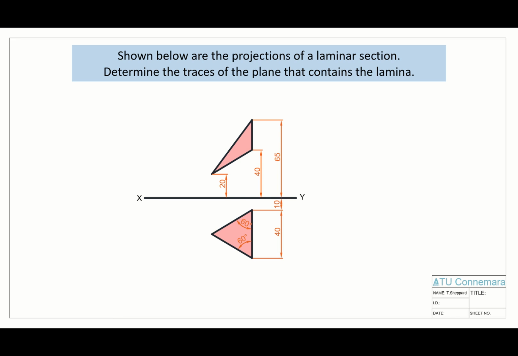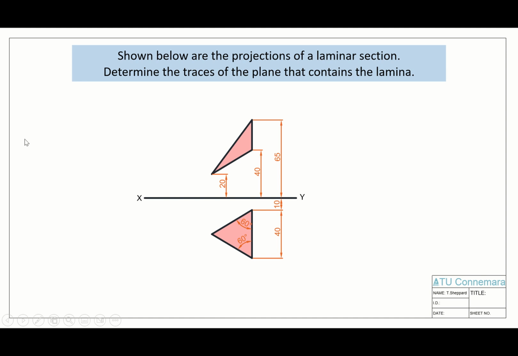Hello and welcome back. So in this video we're going to look at the exercise which we had seen previously, and we're going to find the traces for the plane that this lamina is sitting on, but this time we're going to use method 2, which is the horizontal section method, or sometimes known as the water level method, or sometimes known as the trace line method.